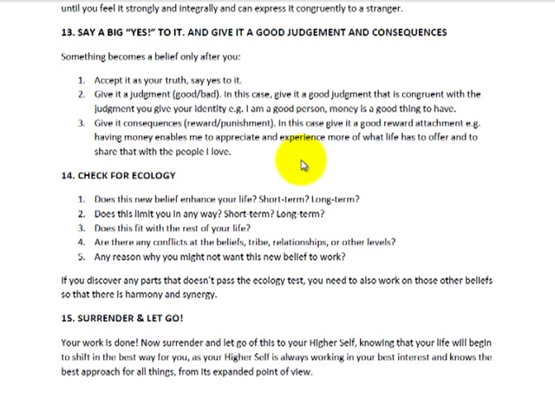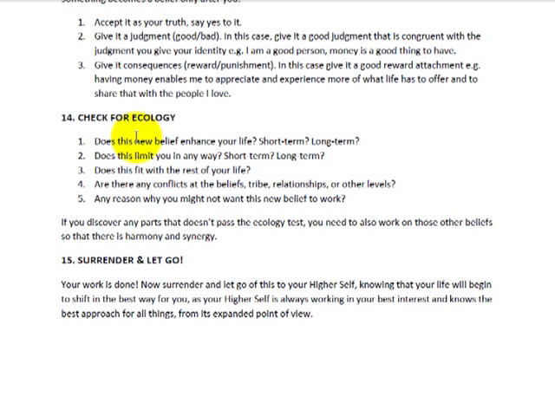And then the next thing is to check for ecology. What does that mean? It means, does this new belief enhance your life in the short term and long term? Does it limit you in any way? Does it fit with the rest of your life? Are there any conflicts at the beliefs, the tribe, the relationships, or other levels? Tribe means your culture, your society, your family, your world.